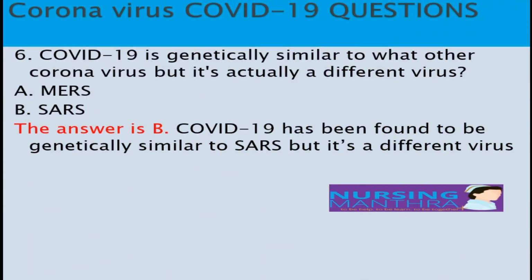Sixth question. COVID-19 is genetically similar to what other coronavirus, but it's actually a different virus? MERS, SARS. The answer is B. COVID-19 has been found to be genetically similar to SARS, but it is a different virus. Genetic similarity is there with the SARS virus.